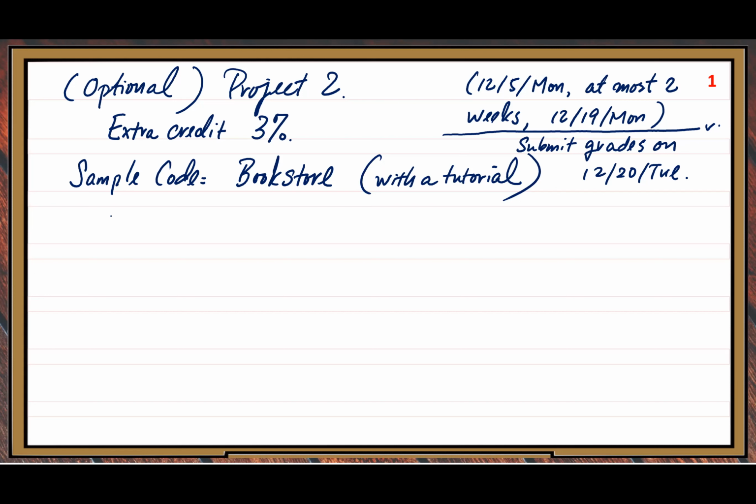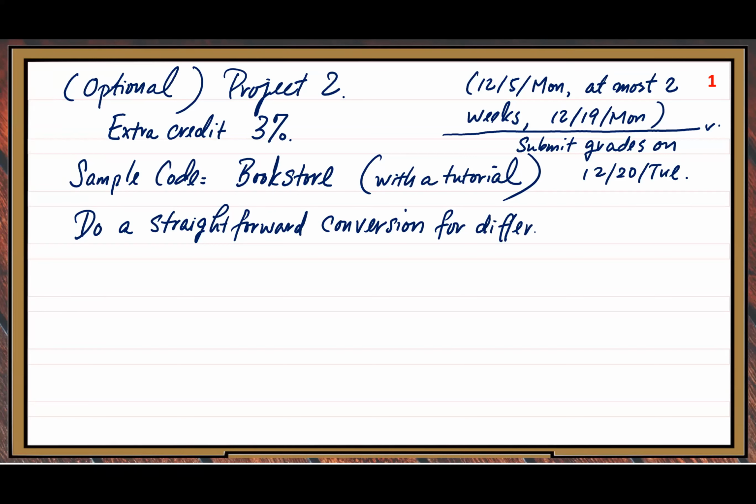In general, do a straightforward conversion for different products. Not books, okay? You try to sell something different. And I hope different students select different products.